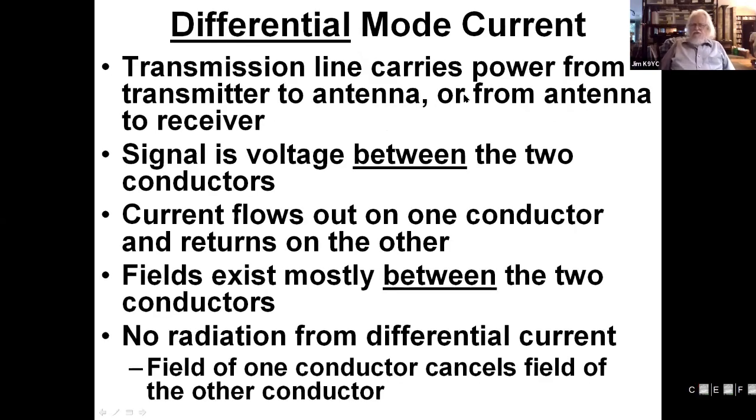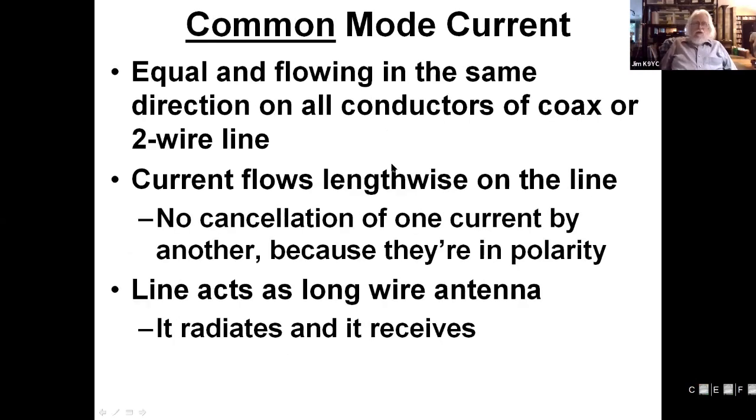So the field exists between the two conductors. Away from the two conductors, there's nothing. With coax, of course, it's inside. As long as we have only differential currents, there's no radiation because the field of one conductor perfectly cancels the field of the other.